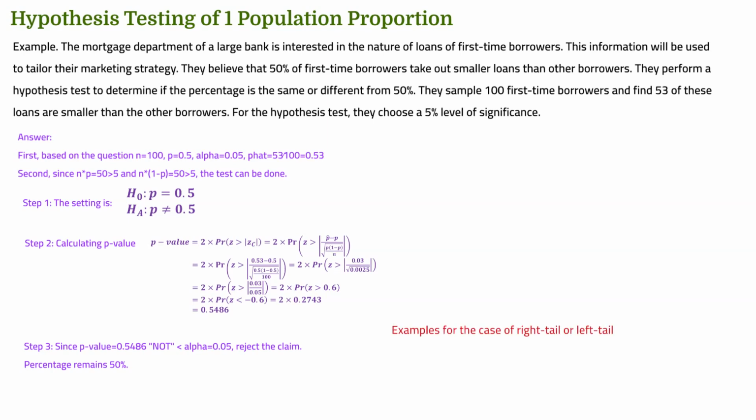Examples for the case of right tail or left tail test are different from this in calculation of p-values. The rest would be the same. Particularly, step 3 will be the same. If p-value is less than alpha, we accept the claim, otherwise we reject. Like this example, that it has been rejected because p-value is not less than alpha.